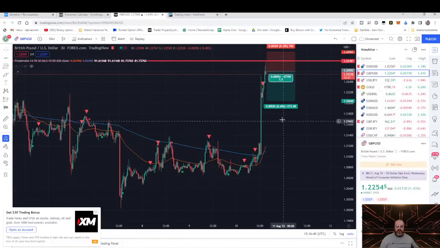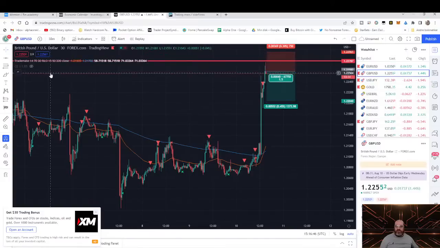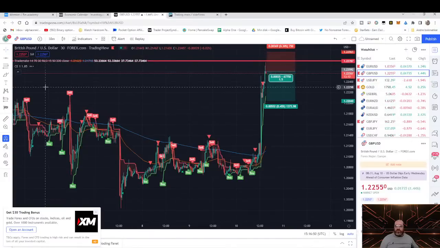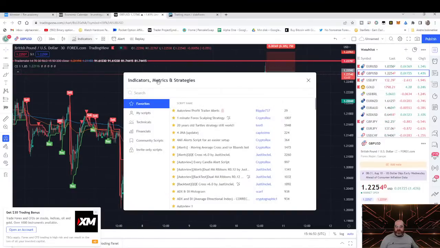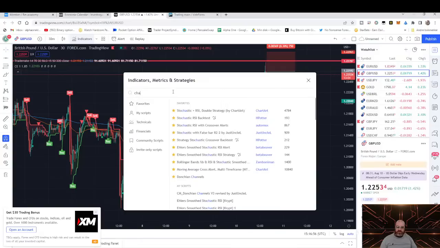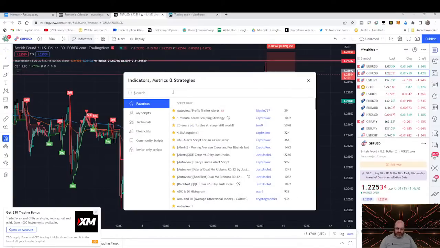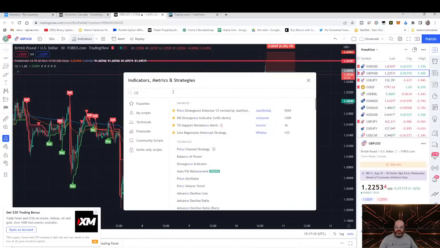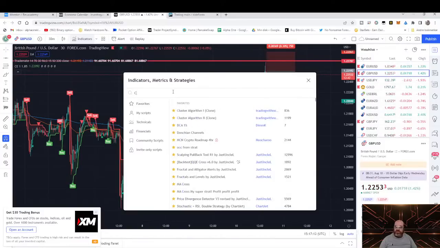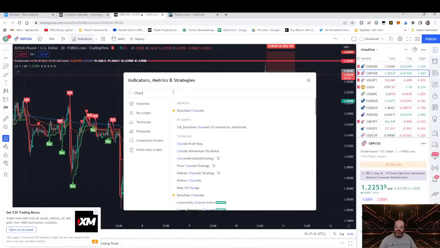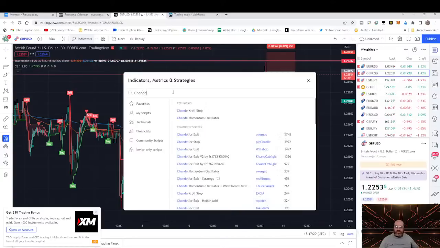So what I want to introduce this time around is that when you start to come down to around this region here, add something called channel layer. I will show it now. You search for channel, Chandelier Exit, this one. Let's put a star on it. This one you see here from Everget, install that one.